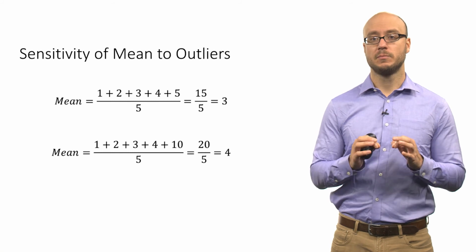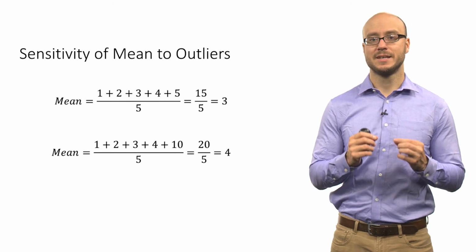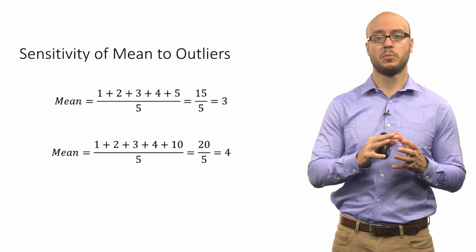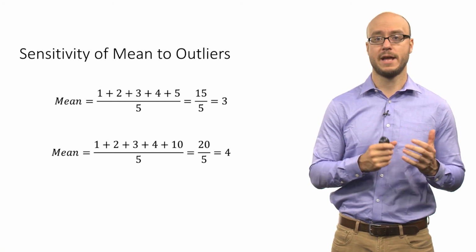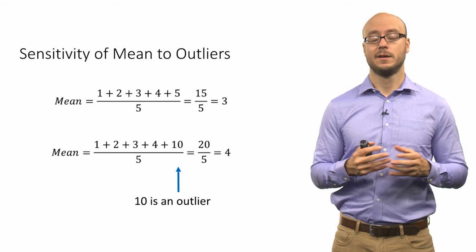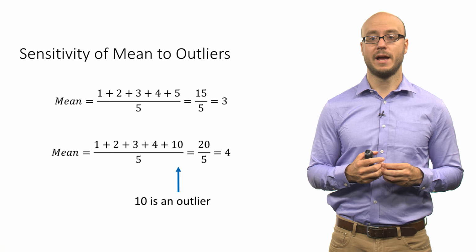So the mean, because it includes all the observations, is actually sensitive to just changing one data point. You can change one data point and it'll shift the mean up or down. So in this case, 10 is an outlier, and the mean is sensitive to outliers.